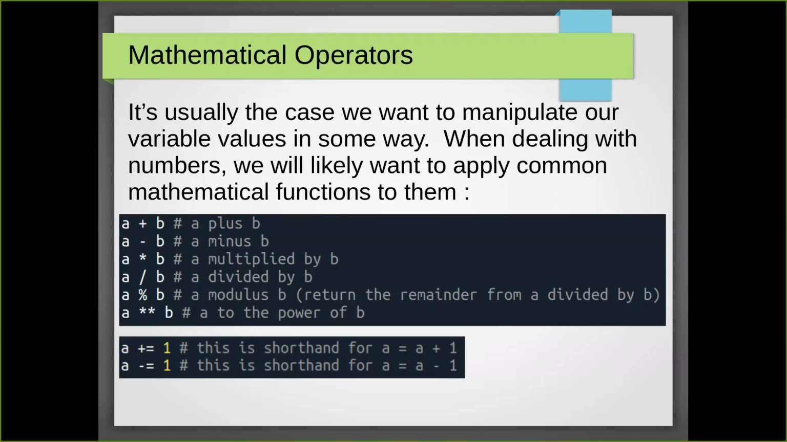Now, when we're dealing with numbers, we're likely going to want to do some mathematical operations on them. And so we can conduct a variety of mathematical operations, from the very simple to the very advanced within Python. Some of the very simple operations are to add things together, subtract them, multiply them, divide them, etc. And we can do this in Python in this way.